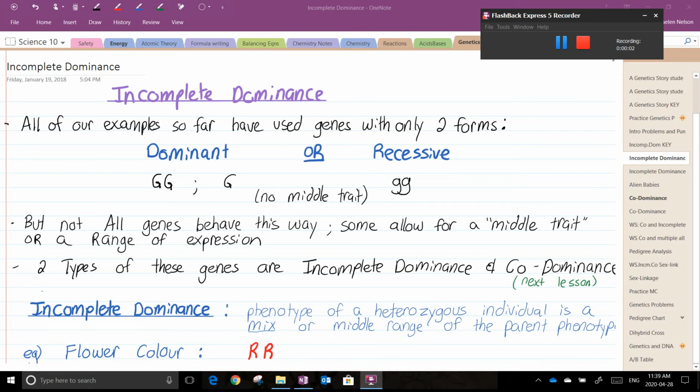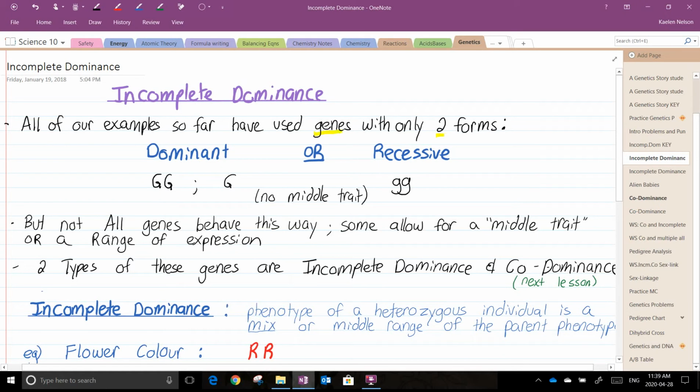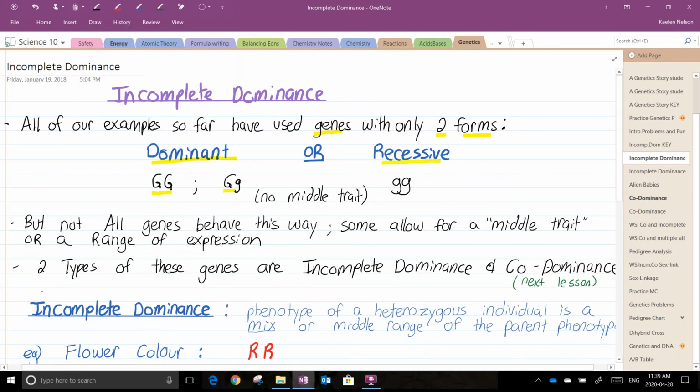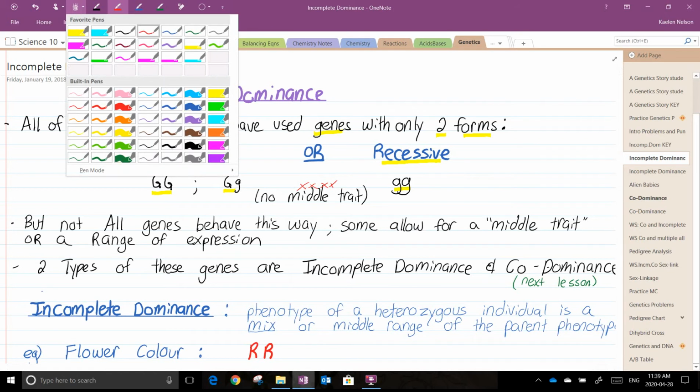This is Genetics for Science 10, lesson on incomplete dominance. So far, all of the examples we have used, the genes have only had two forms. That is, they have a dominant form, which has capital letters, or one capital and one small. Or they have a recessive form, which has two small letters, and there's no middle ground, so there's nothing in the middle here. Not all genes behave this way.